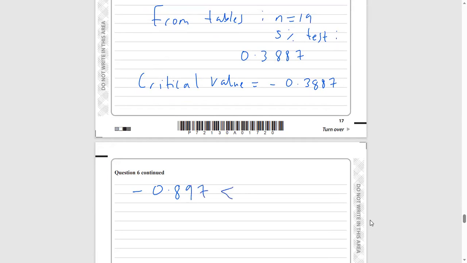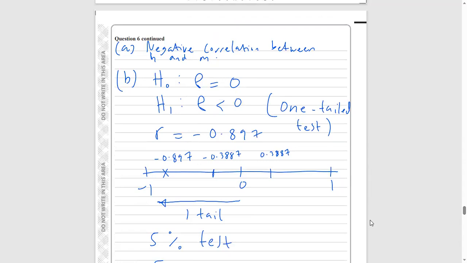0.897. And we can see it's smaller than our critical value. So if we go back to the number line that we had up here, the negative 0.897 is very close to negative 1, isn't it? So it's definitely quite a strong negative correlation, and it's an even more negative correlation than the critical value. The critical value's correlation coefficient was negative 0.3887, so a negative correlation, but not necessarily very strong.